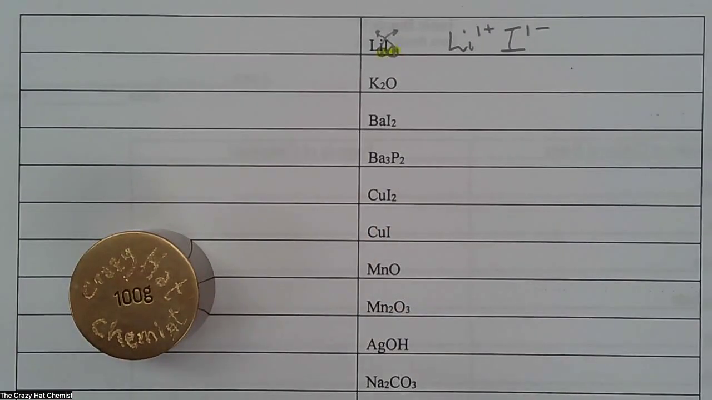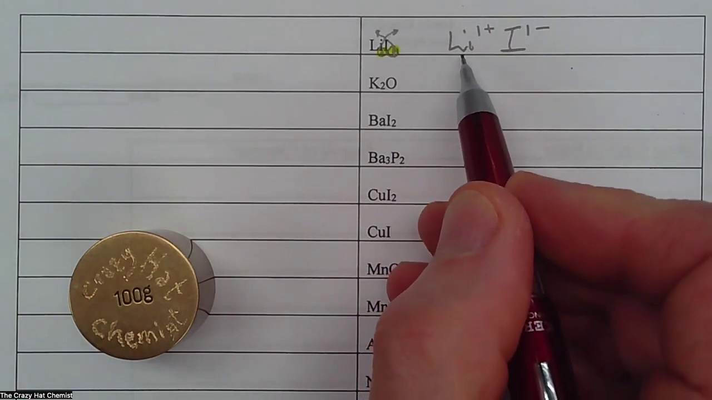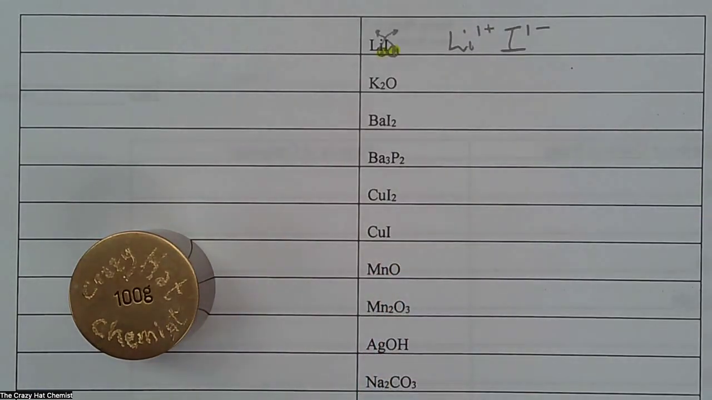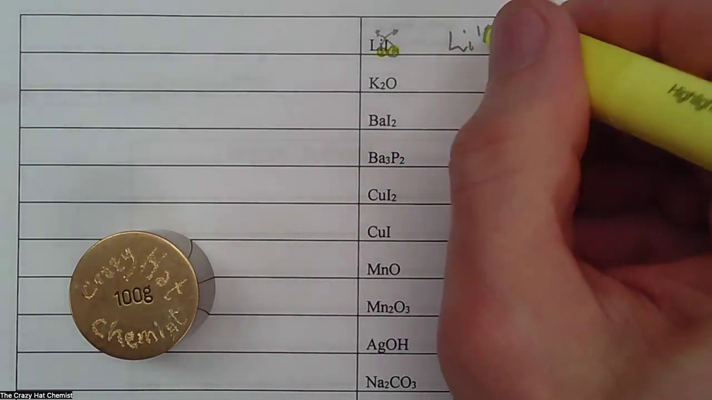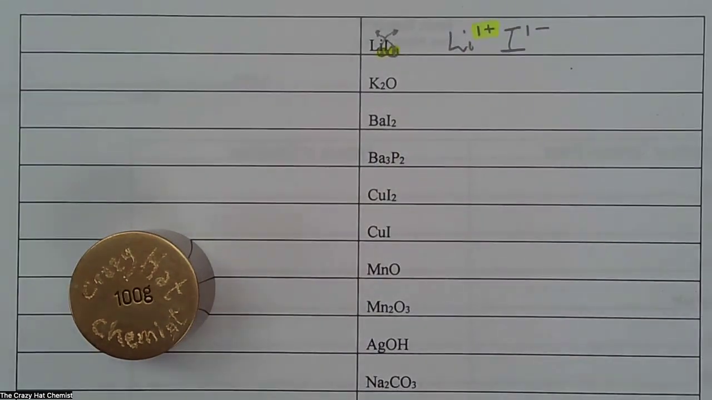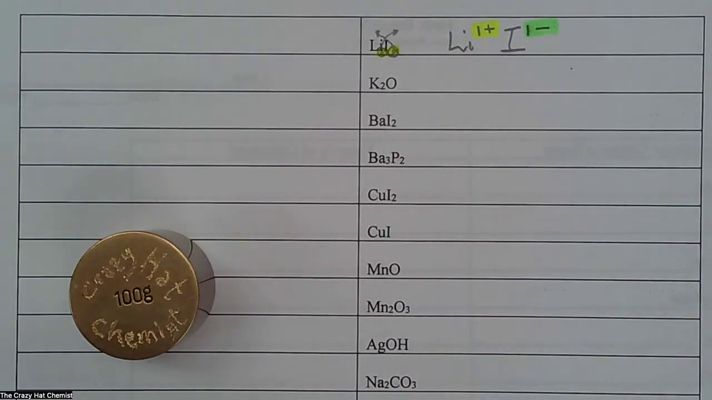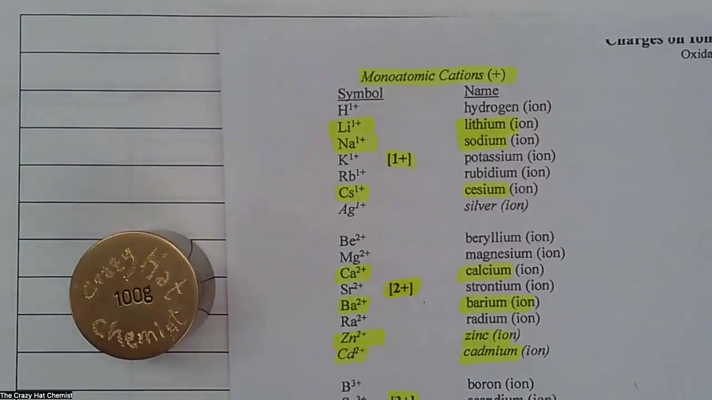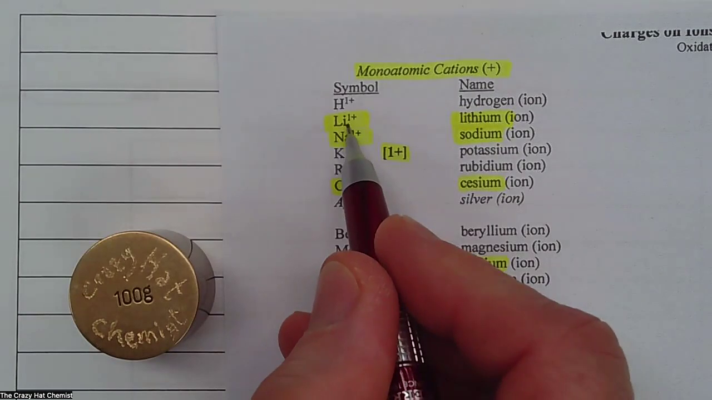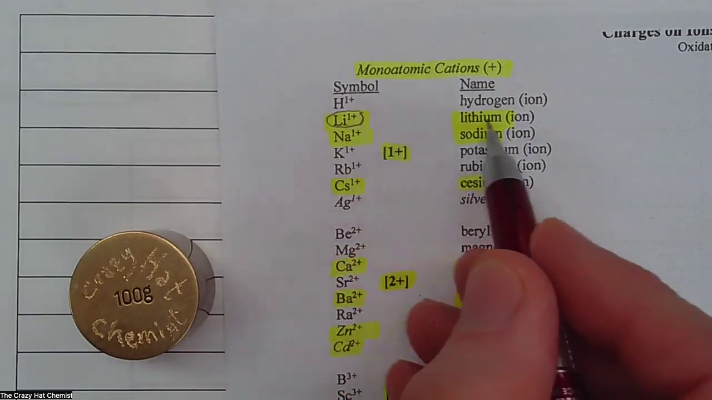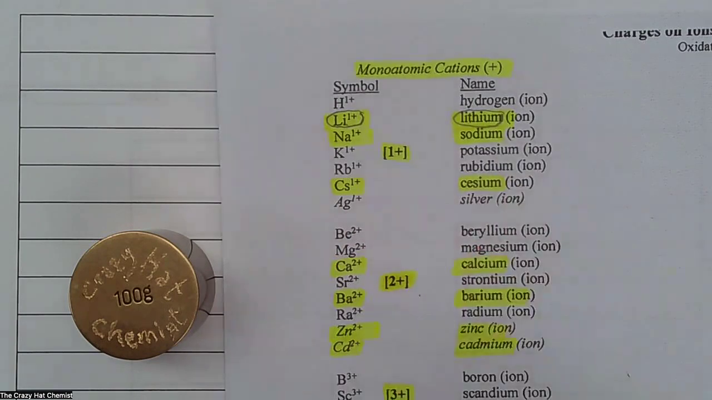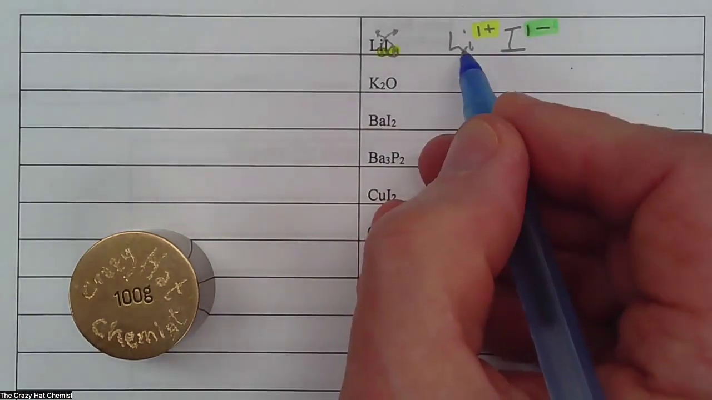The next thing we're going to do is figure out how to find these elements. We're going to look in the 1 plus category, the cationic charge, and in the 1 minus category to find the anionic charge on these two elements. If you have my sheet of charges on ions and oxidation numbers, you should see that Li 1 plus is right here, and the name of that is lithium. That's perfect. I'm going to write that down as the first element, and that would be lithium.